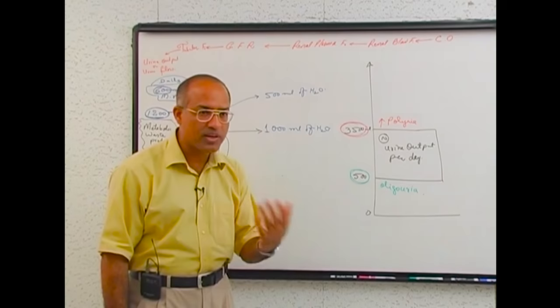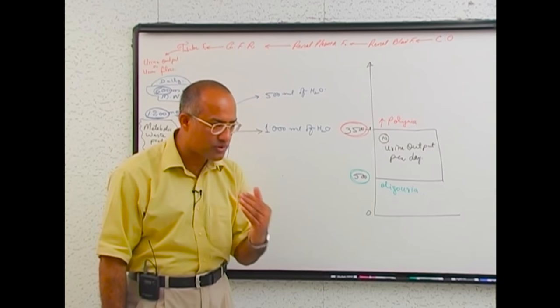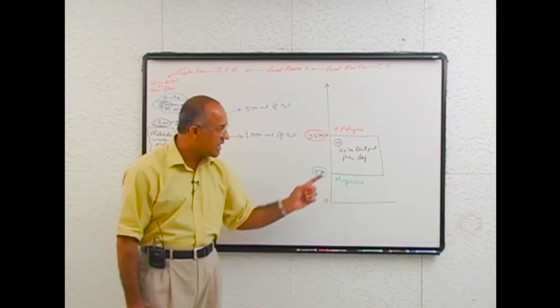Am I clear? Are you clear now? Tomorrow if someone asks you why we have to produce at least 500 ml of urine, you know the answer. Because in less than that, doctors get upset. They get worried about how to improve the urine output.